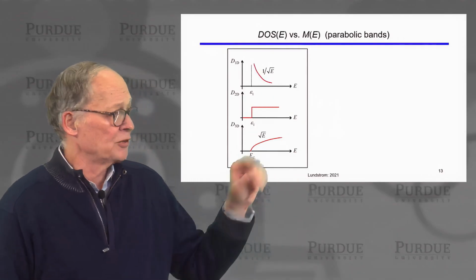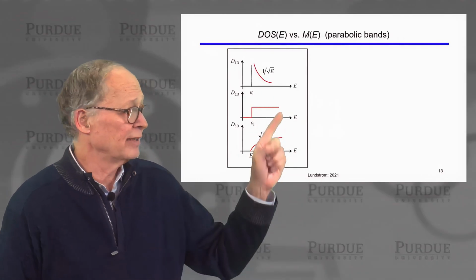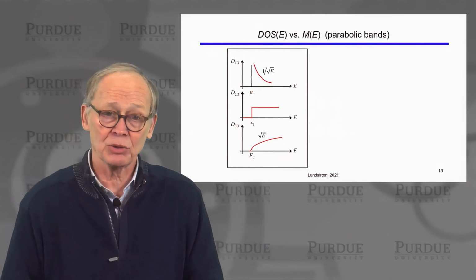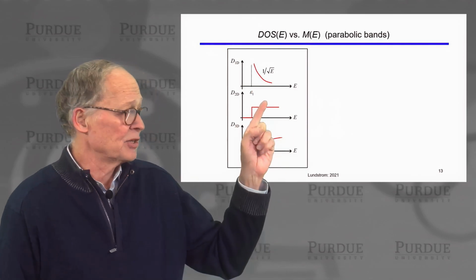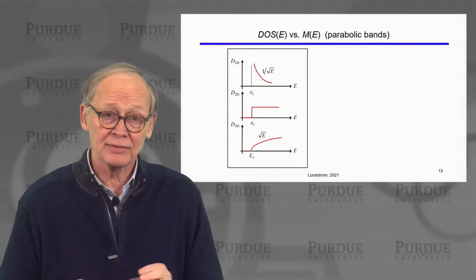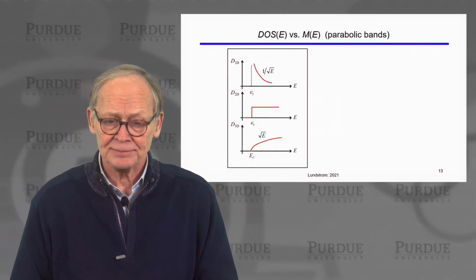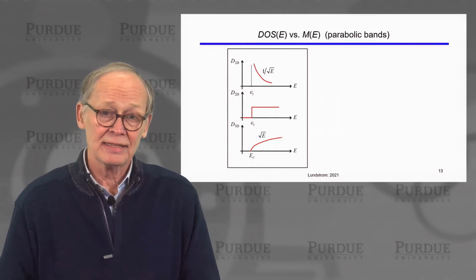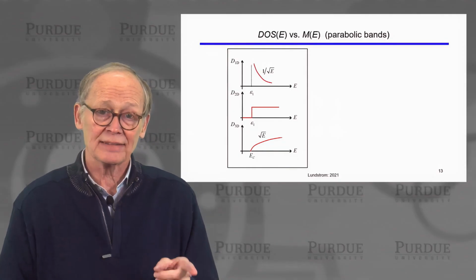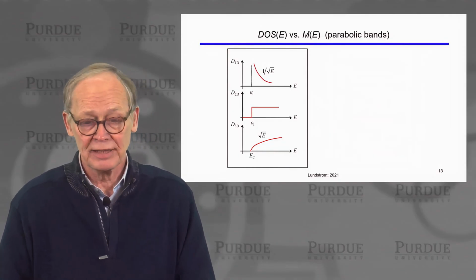So for parabolic bands, you may remember that in 1D, the density of states goes as 1 over the square root of energy. In 2 dimensions, it goes as independent of energy. And in 3 dimensions, it's the square root of energy. Now, velocity for a parabolic band goes as the square root of energy.